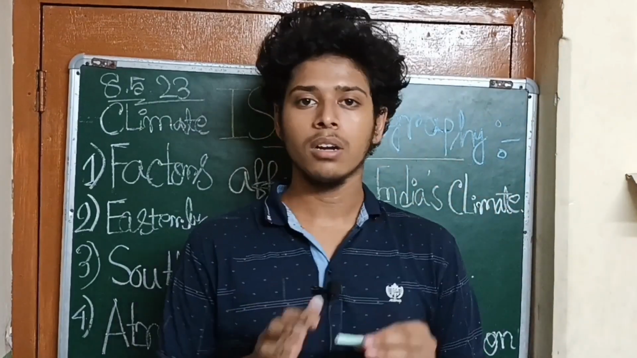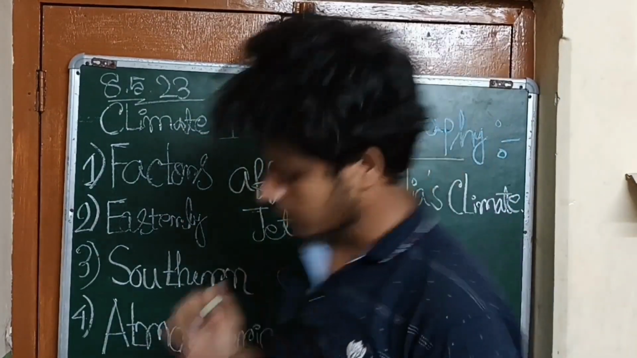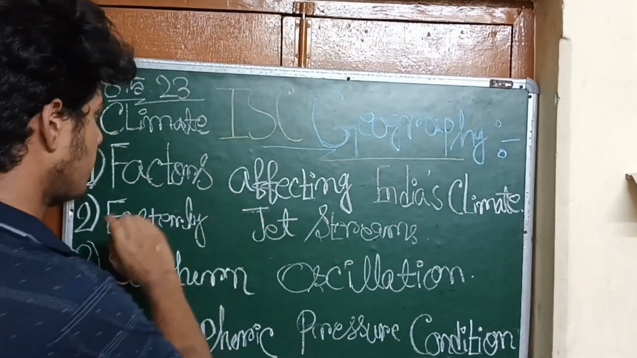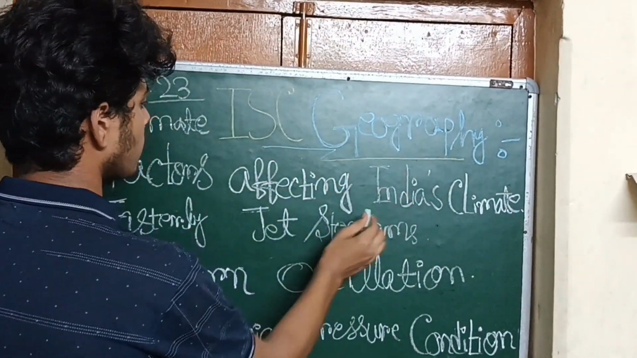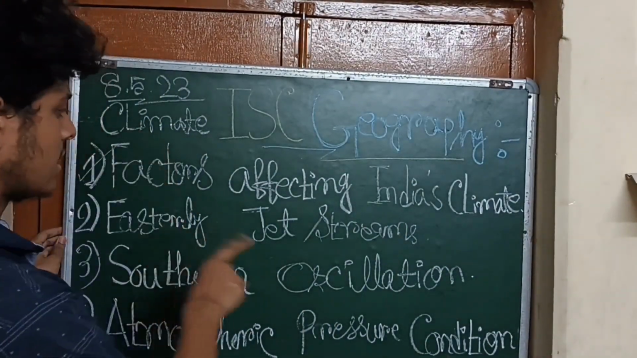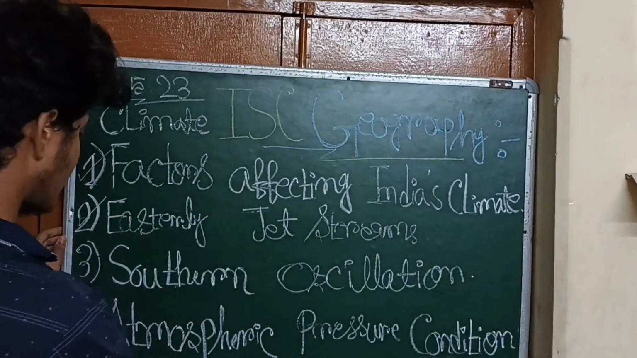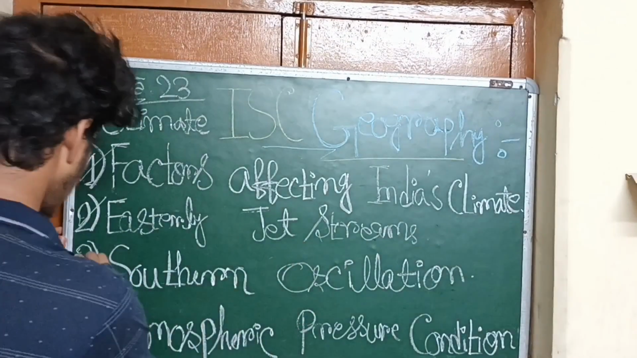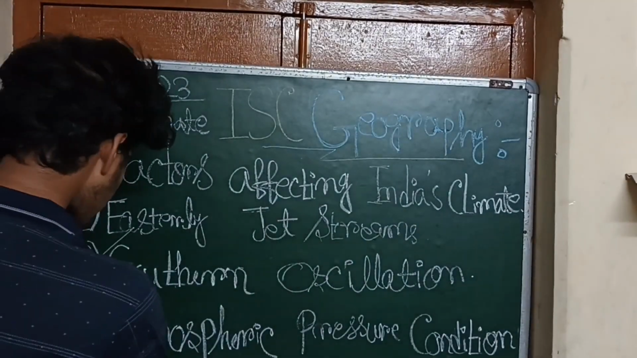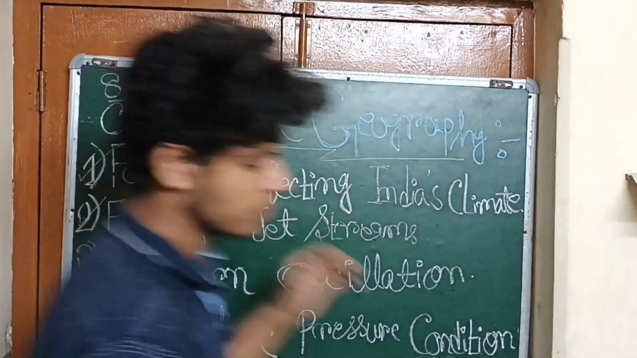So we have done with all of these topics, the factors affecting India's climate. What are the factors that affect India's climate? The easterly jet stream, we have learned about this. The southern oscillation, we have also done with this. And the atmospheric pressure condition, we have also learned about this.